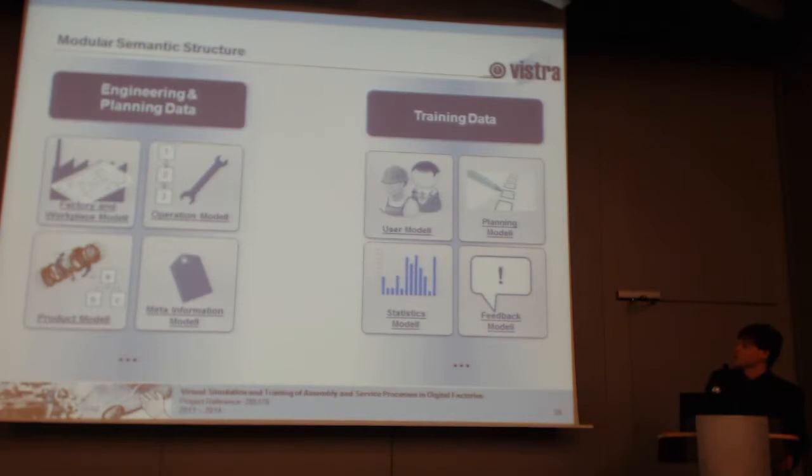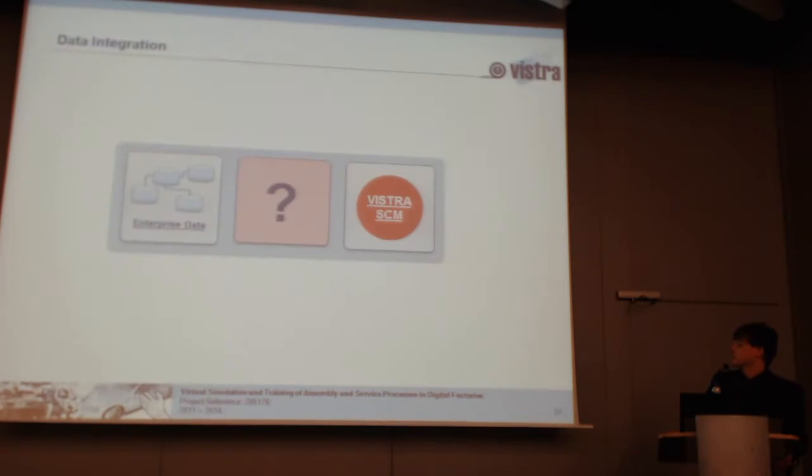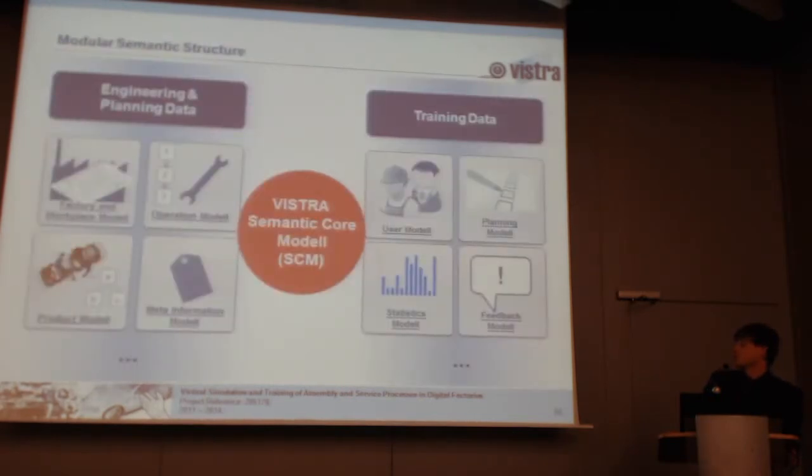So there is a module for the factory and workplace layout. There is the operation model, which explains the assembly sequences. There's the product model. There's a model for meta information. Here on the left-hand side, this is what is coming from engineering and planning. And on the right-hand side, we have defined also a structure for user models, for planning, for statistics and feedback, which are very important for training applications. And this semantic structure builds the VISTRA semantic core model.